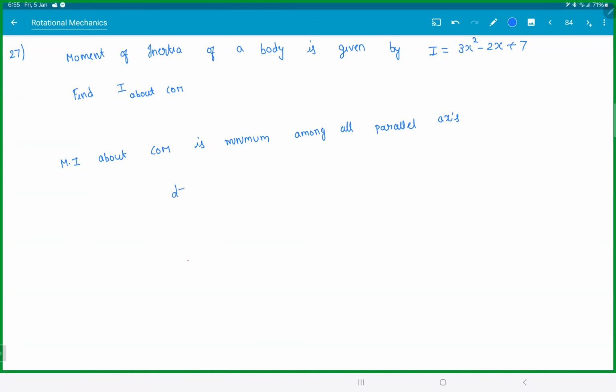So therefore, dI by dx, that is 6x minus 2, is equal to 0. x is equal to 1 by 3. So I minimum, substitute 1 by 3 there. 3 into (1 by 3) square minus 2 by 3 plus 7. This is 1 by 3. Aryan, you are right, I guess. Plus 7, and that is 20 by 3. You are right, Aryan.